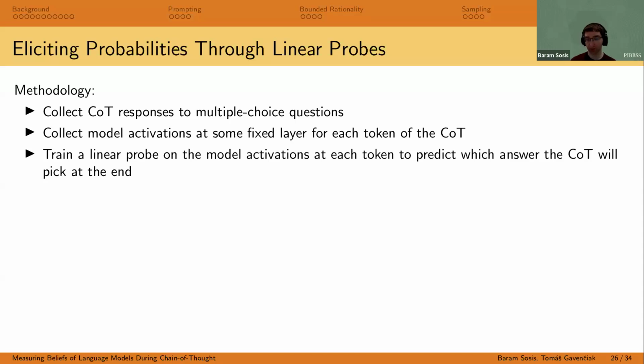Okay, so let's now look at the last approach that I looked at. This is using linear probes. Here, what we're doing is we've got some chains of thought. We look at the model activations at some particular layer for every token in the chain of thought, and we train a linear probe, which is just a simple one-layer linear network, to predict the answer that the chain of thought will give at the end, given these activations at any point along the chain of thought, right? So we've got some intermediate activations partway through the chain of thought, and we want to try to predict what answer the chain of thought will end with.